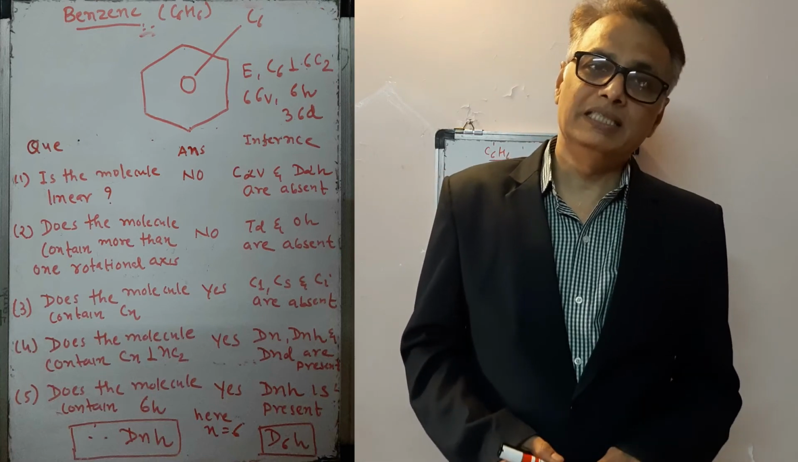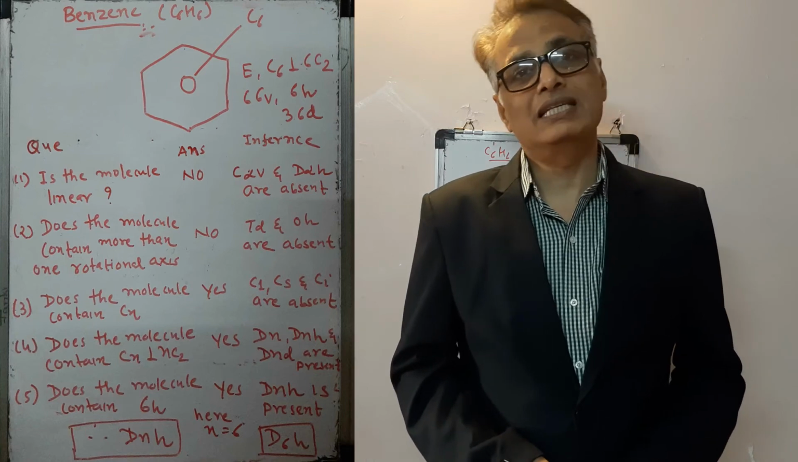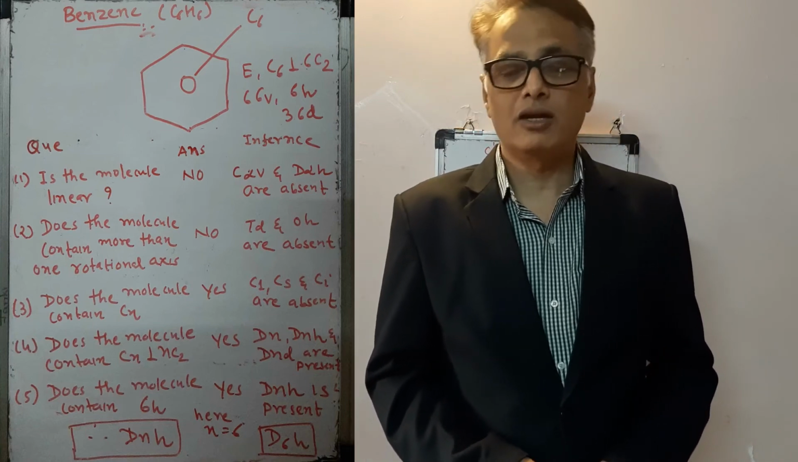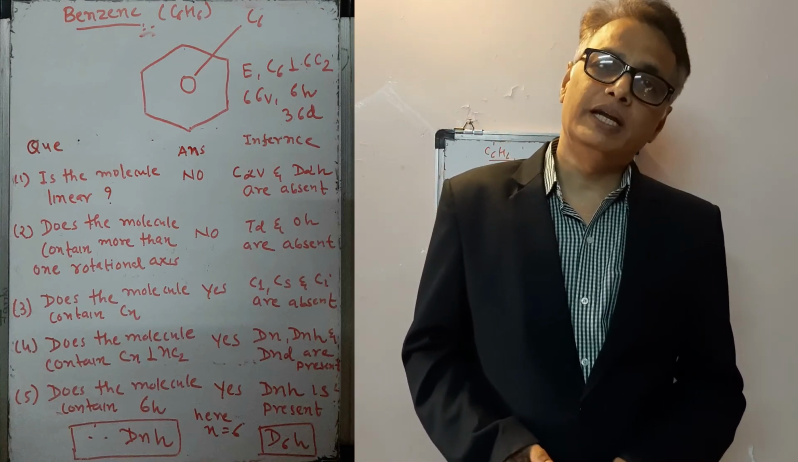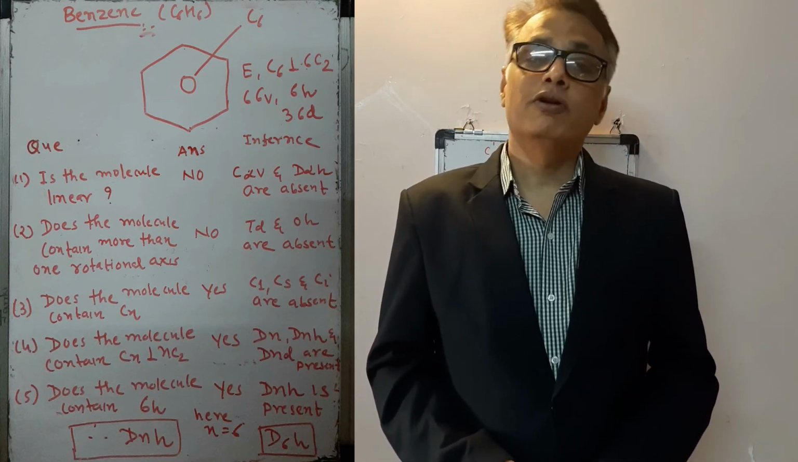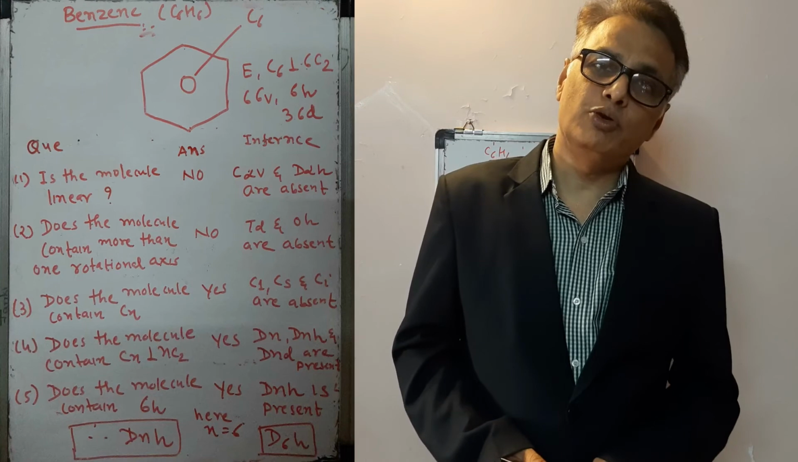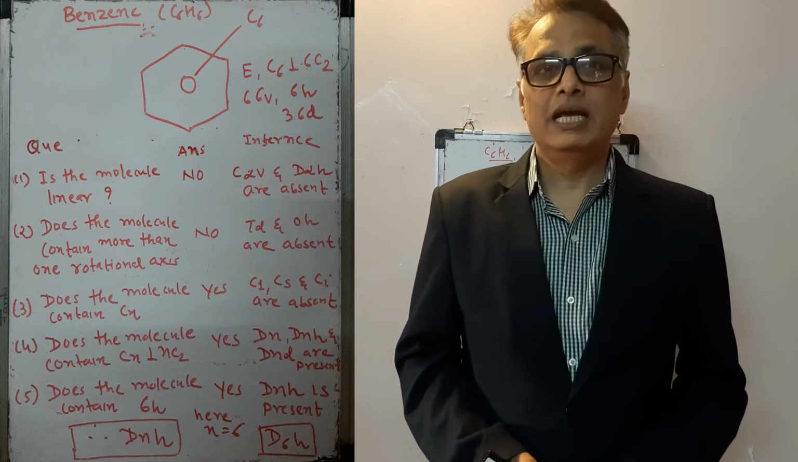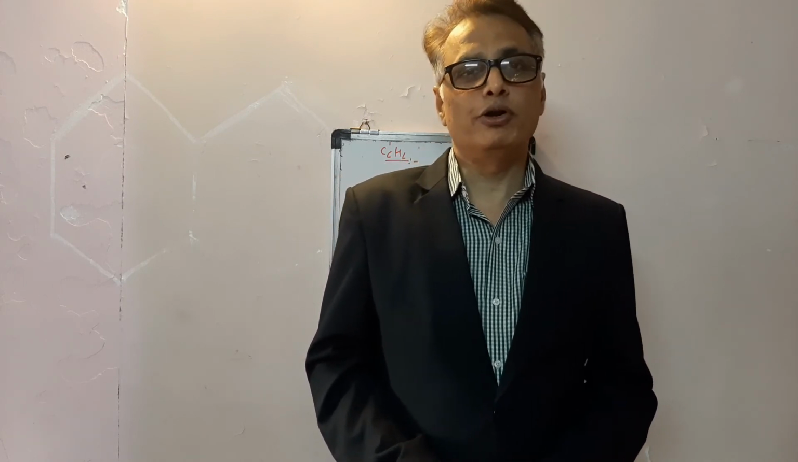Does the molecule contain Cn perpendicular to nC2 axis? Answer is yes, therefore it belongs to dihedral group. Does the molecule contain sigma h? Answer is yes, therefore it belongs to Dnh point group. Here n is equal to 6, and therefore point group of this molecule is D6h. Now let us find out point group of allene.